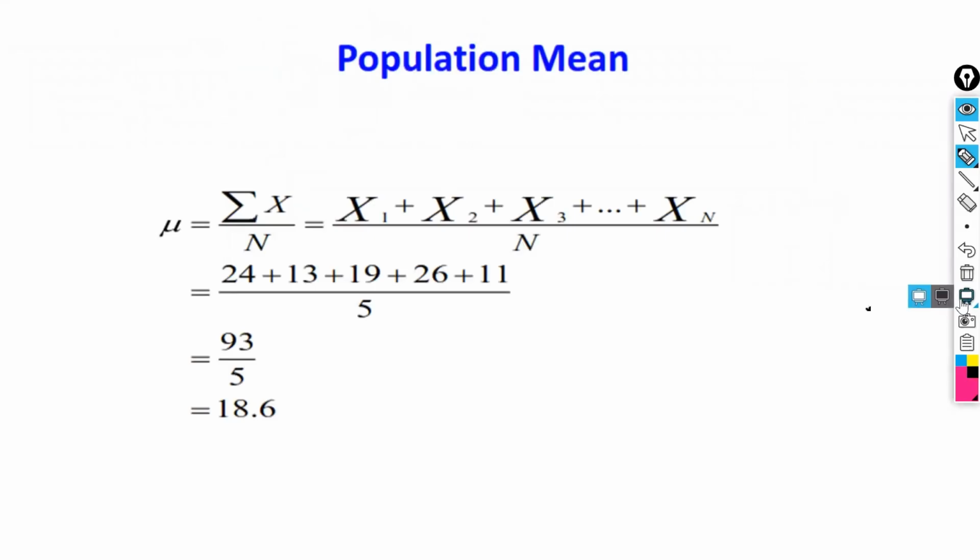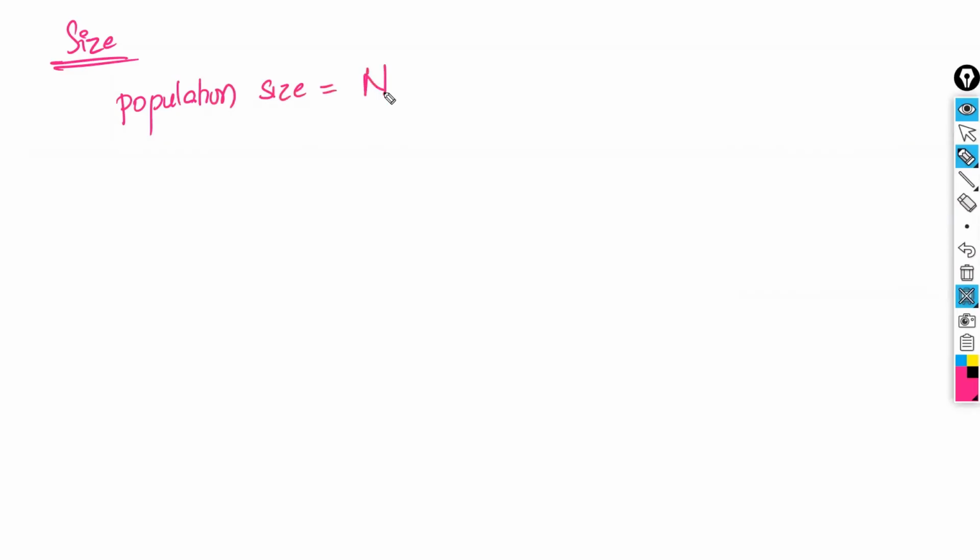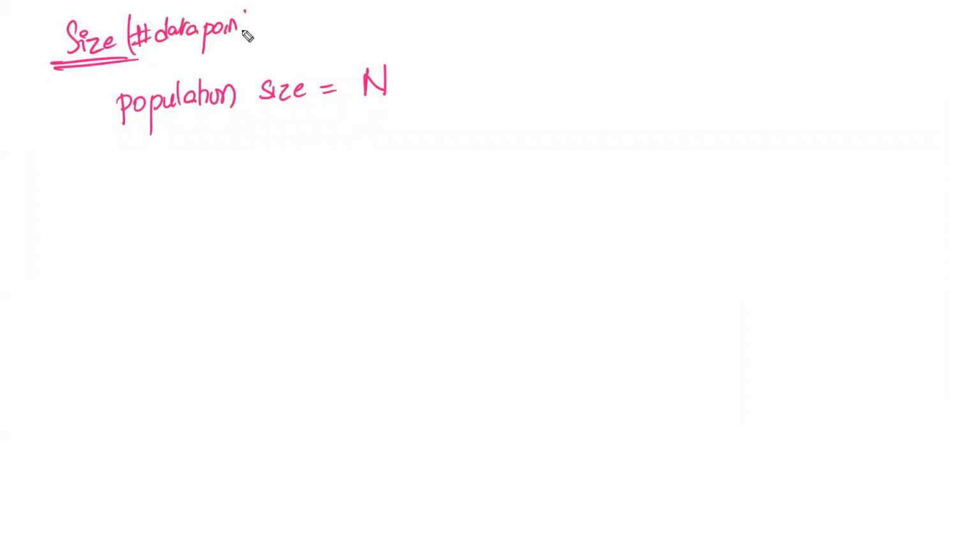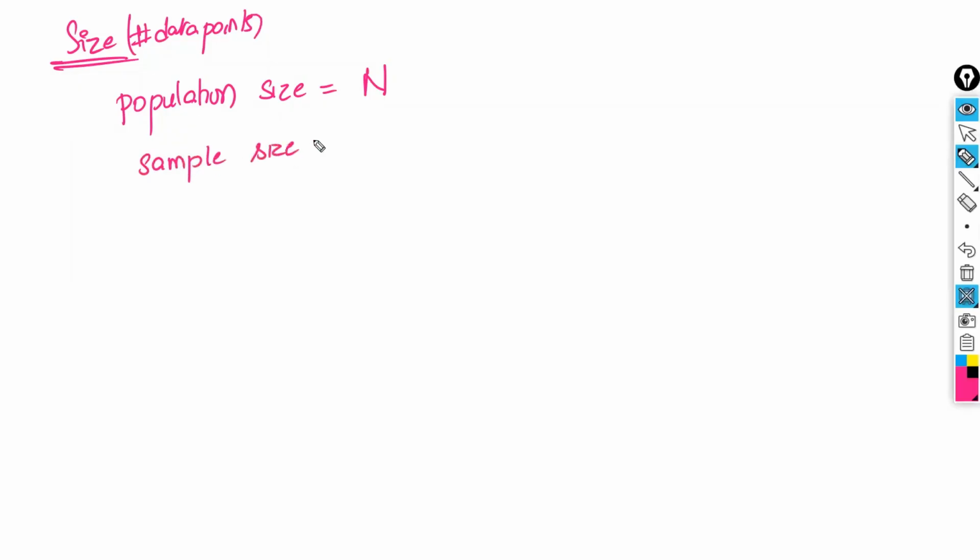Now, the first one is population mean. Before moving to the population mean, let us discuss size. The population size is represented by capital N. Size is nothing but the total number of data points. The total number of data points is called size. So population size is represented by capital N. Sample size is represented by small n.